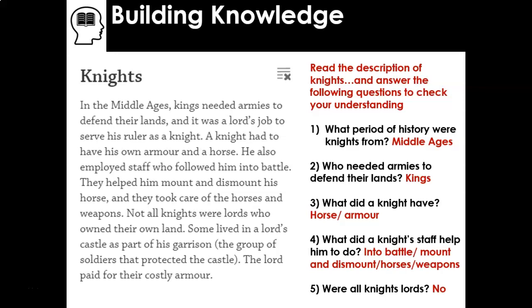So what did a knight's staff help him to do? A knight would have the money to buy his horse and armour, but he'd also have money to pay people. So it says here, he also employed staff, which is where he's paying them, who followed him into battle. They helped him mount and dismount his horse, and they took care of the horses and weapons. So his staff would help him into battle to get up and down off his horse.